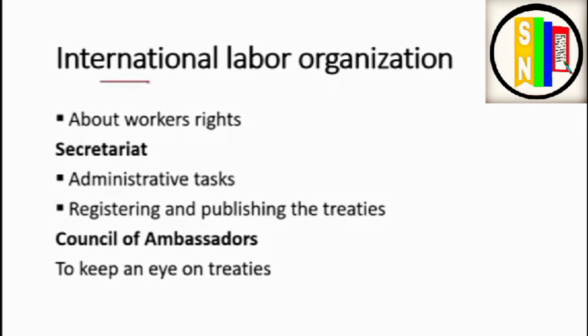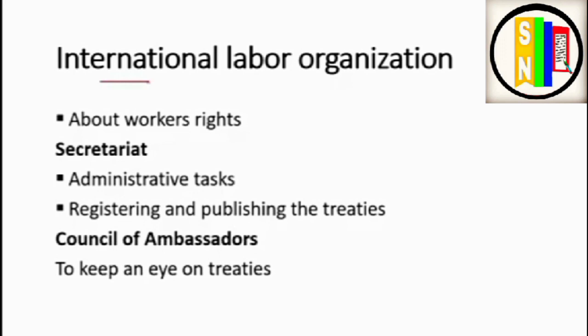And the Secretariat was the most important feature, I would say, because the administrative members were the ones who registered and published the treaties between nations. Like India has concluded treaties with Bangladesh, Pakistan, and various nations. Any treaty concluded between two nations was registered in the League of Nations, and they published the treaties.